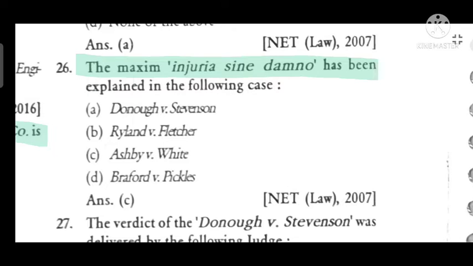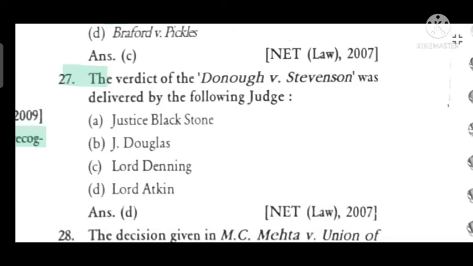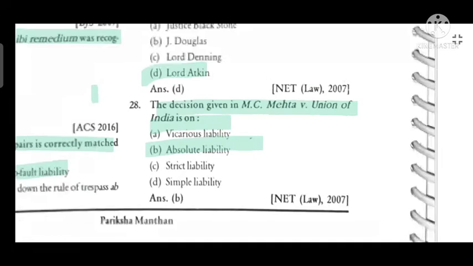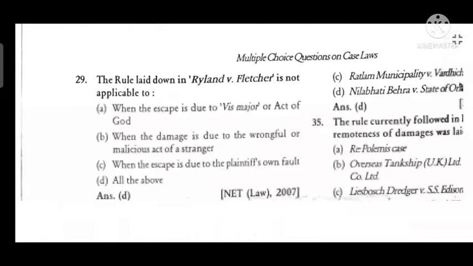The maxim injuria sine damno has been explained in which one of the following cases? Ashby versus White. The verdict of Donoghue versus Stevenson was delivered by Lord Atkin. The decision given in MC Mehta versus Union of India is absolute liability.